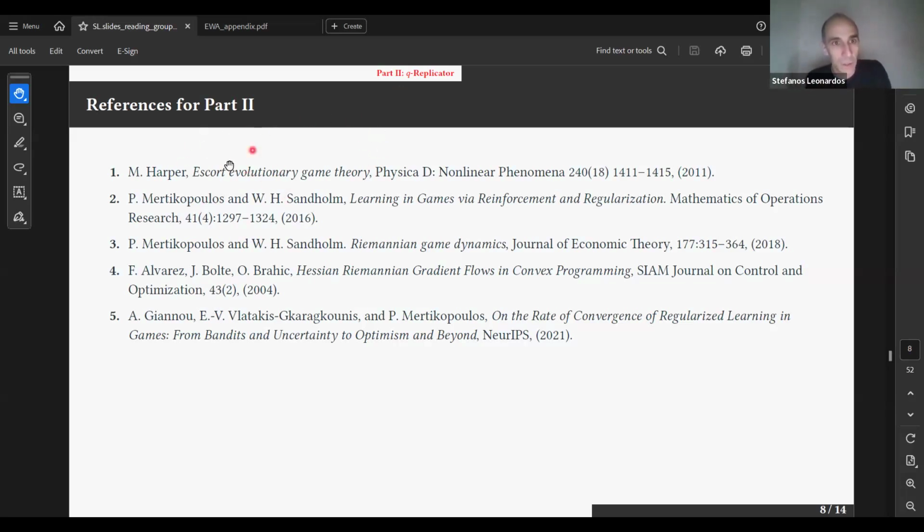So here, the references that I used for part 2 are mainly, I forgot to highlight them, the Riemannian game dynamics and the learning in games via reinforcement and generalization. And the only other papers where I have seen the Q-Replicator dynamics in relation to game theory are also cited in this work. So that's essentially the only line of work that I'm aware of. Any comments or thoughts about this one? Part 2 was a bit short, but part 3 will also be about the Q-Replicator dynamics.